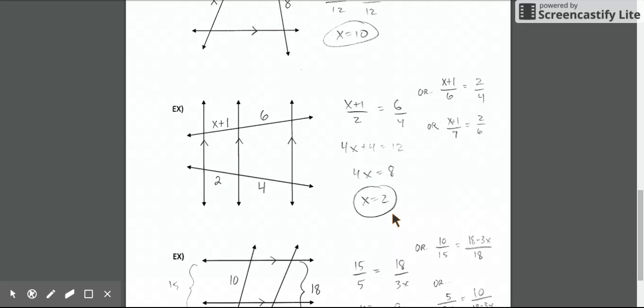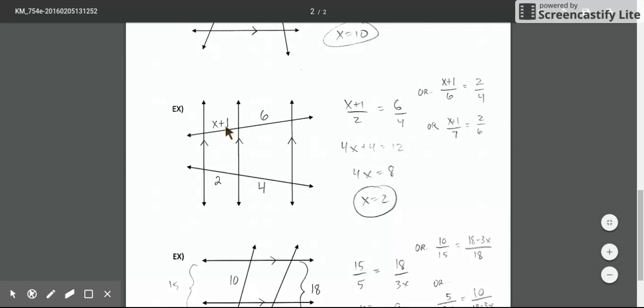Here's another example. So one way we could do it is to compare the top pieces to the bottom pieces. So x plus 1 to 6 would be proportional to 2 to 4. So we could cross multiply that proportion and solve. We could also set it up to compare left pieces to right pieces. So I could say x plus 1 to 2 should be proportional to 6 to 4. And again, cross multiplying and solving either of those gives us the same product. Just be careful when you cross multiply what's called a binomial, more than one term here. We've got to make sure and distribute, so 4 times x and 4 times positive 1. And when we get our solution, we should get the same solution regardless of how we set it up. X is 2.